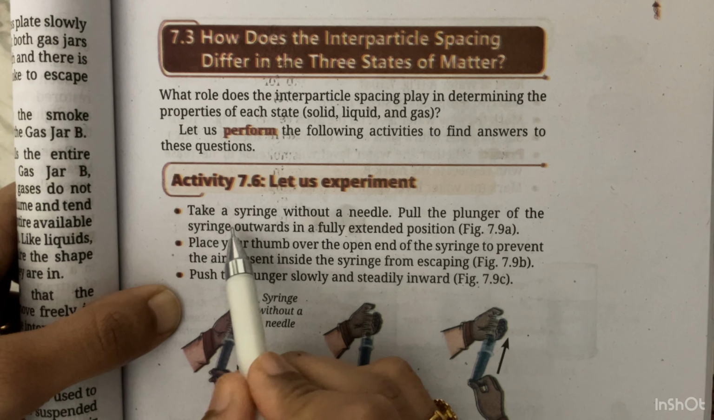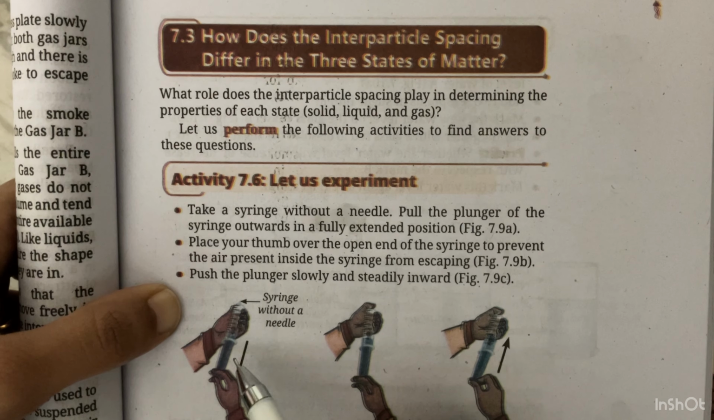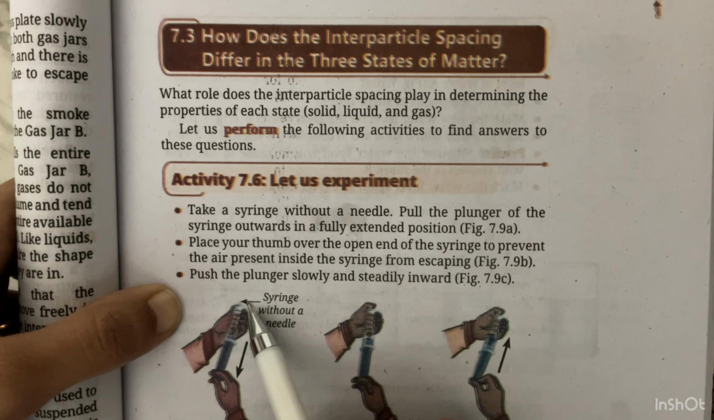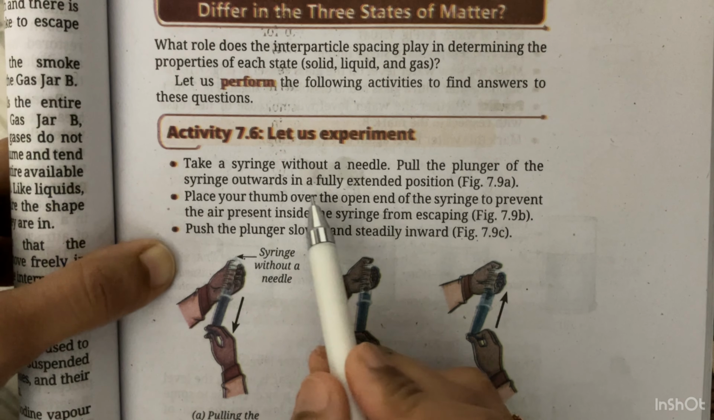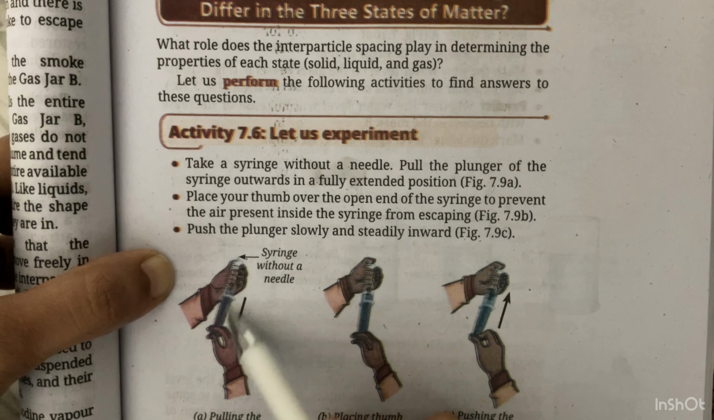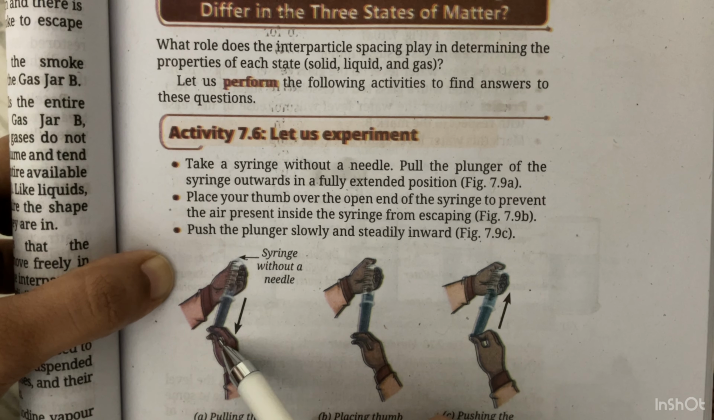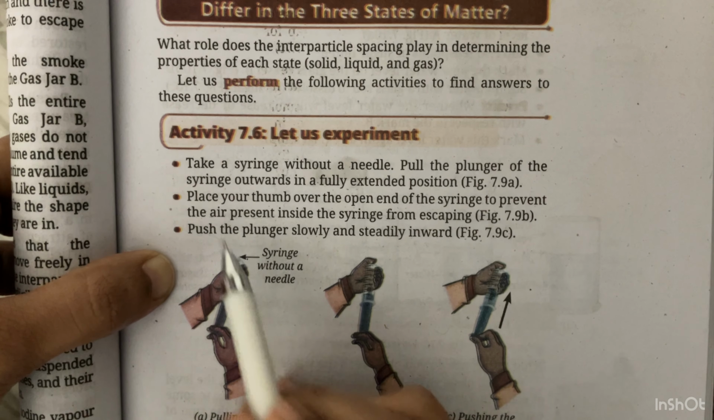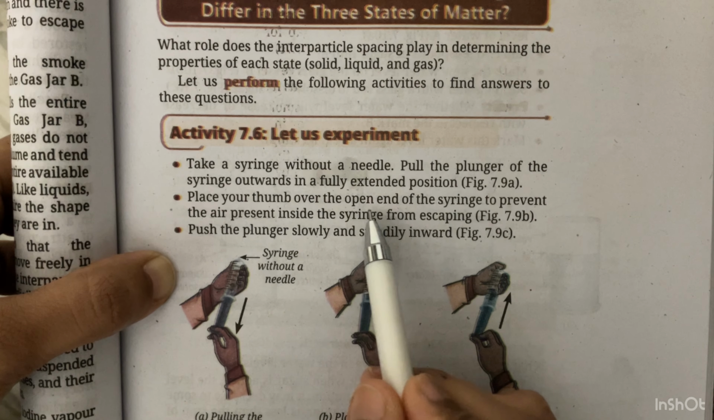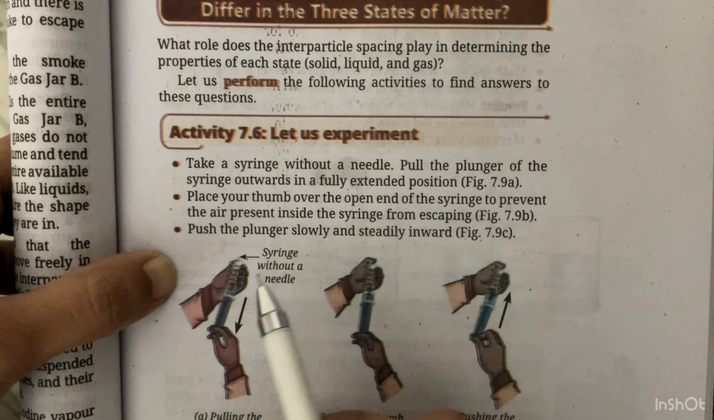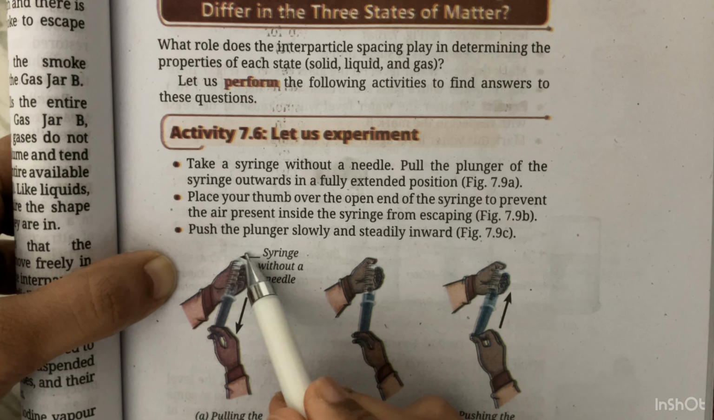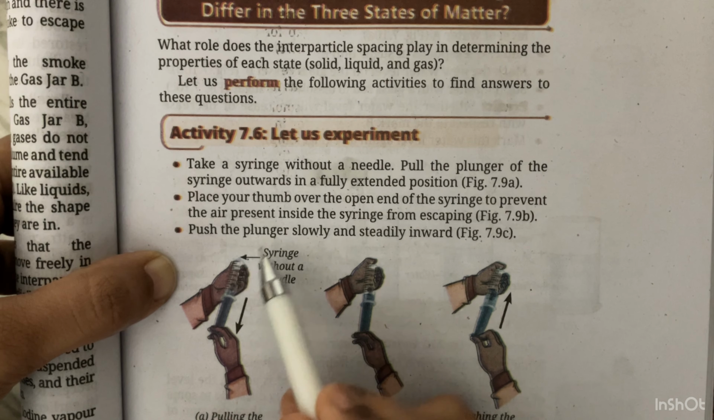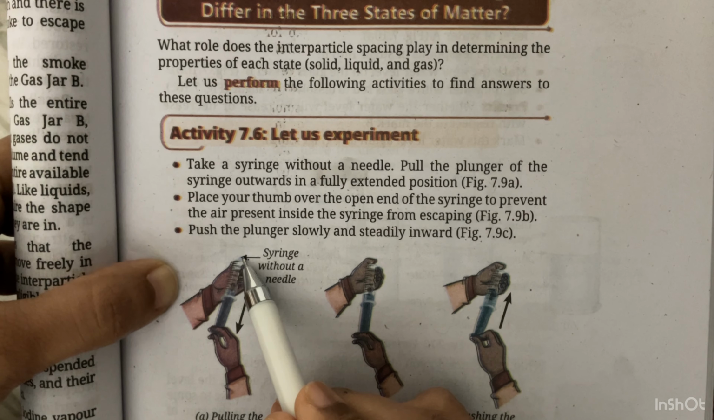Now take a syringe without a needle. Here we have to take a syringe and remove the needle. Pull the plunger of the syringe outwards to the fully extended position. So we need to pull it completely outside, in the fully extended position. Now place your thumb over the open end of the syringe. Once we are done with the extended position, we have to cover the open side with the help of the thumb.